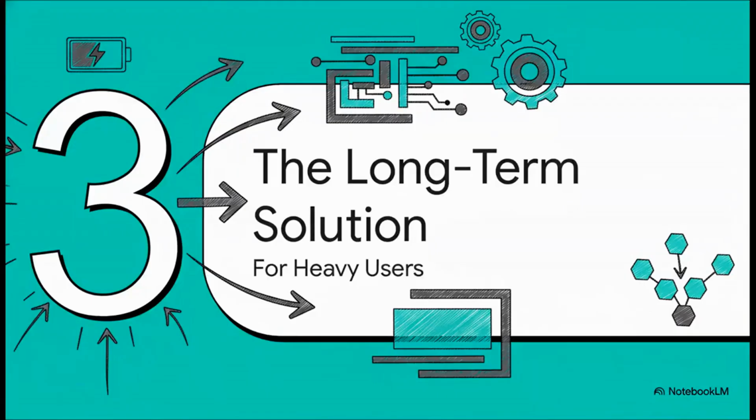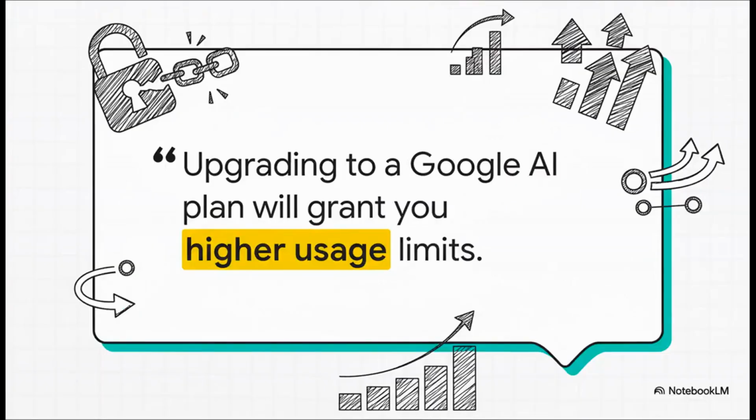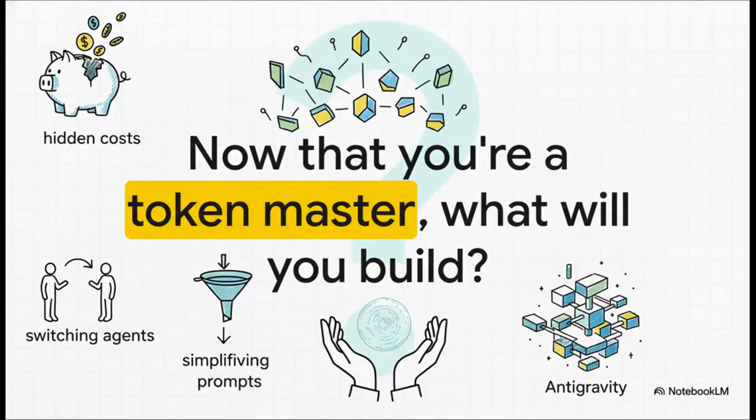Now, these first 2 fixes are fantastic. They'll make a huge difference. But what if you're a heavy user who's just constantly pushing the limits? Well, that brings us to the more permanent, long-term solution. And here it is, straight from the source. For anyone who needs to operate without these tight restrictions, the ultimate answer is to upgrade to a paid Google AI plan. It's pretty straightforward. This will give you much higher usage limits across the board and really let you tap into the platform's full power.